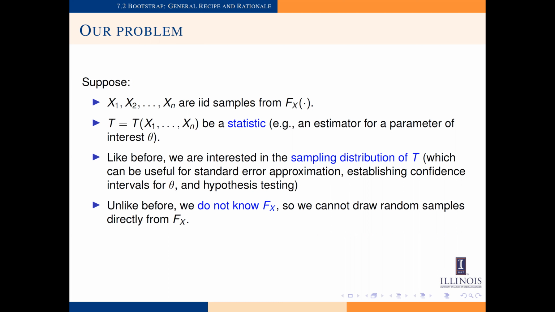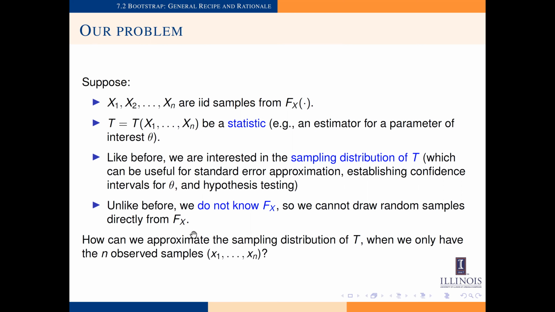You should recall that in Monte Carlo simulations, in each replication, we draw n samples from the underlying distribution fx, and then we use the sample to calculate t. But that's not possible here because we don't know what exactly fx is. All we have is this random sample of size n. Our question is, how can we approximate the sampling distribution of t when we only have the n observed samples x1 all the way up to xn?